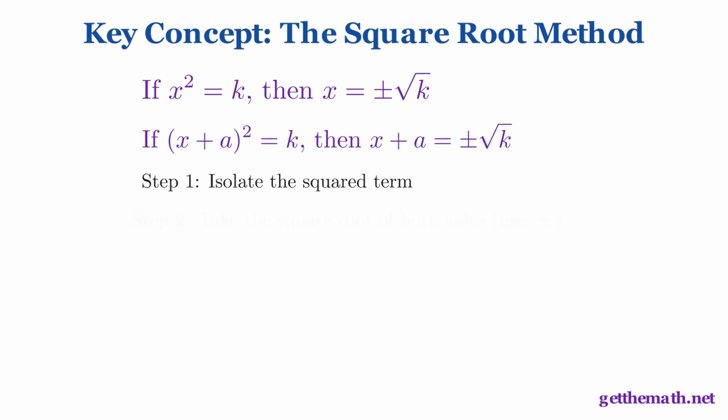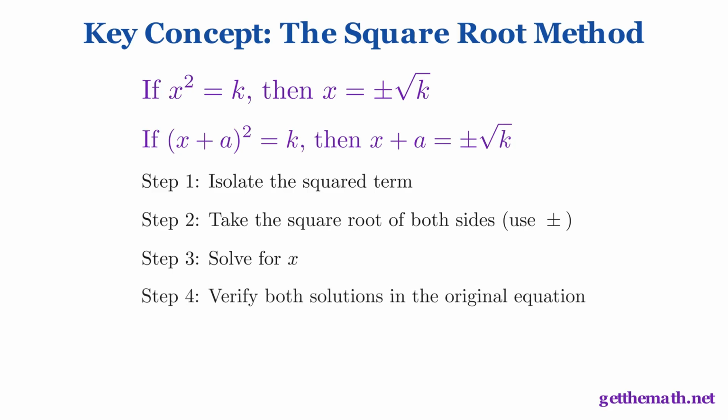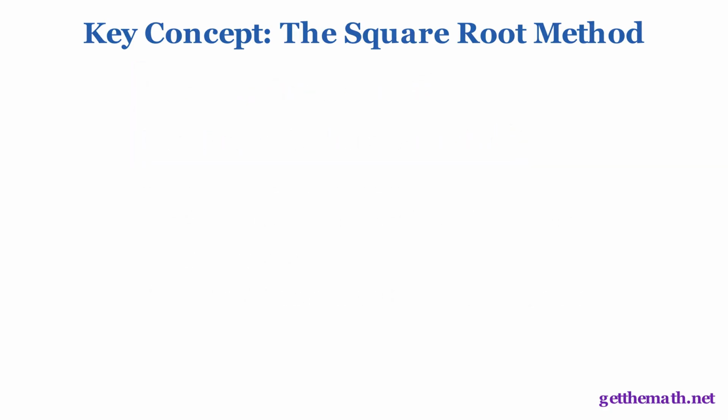Here are the steps. Step 1, isolate the squared term. Step 2, take the square root of both sides. Always use plus or minus. Step 3, solve for x. Step 4, verify both solutions in the original equation. The most important thing to remember, always use plus or minus when you take the square root. That gives you two solutions every time.